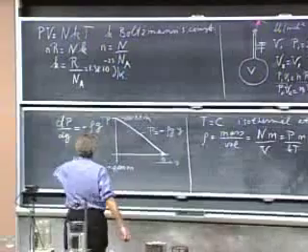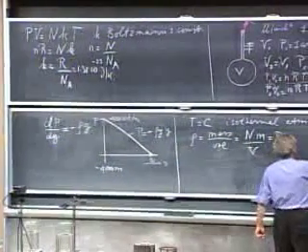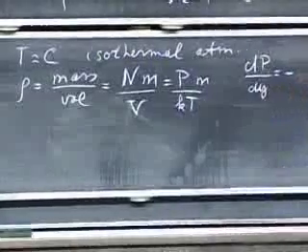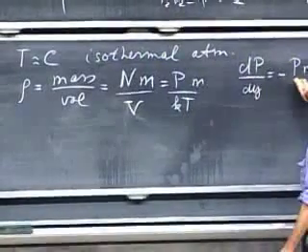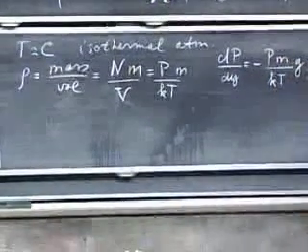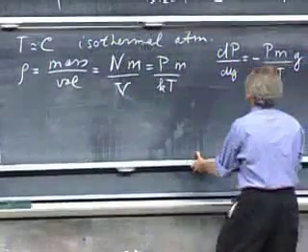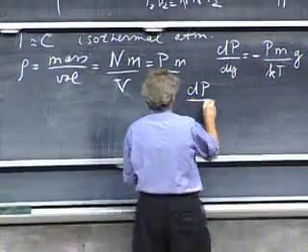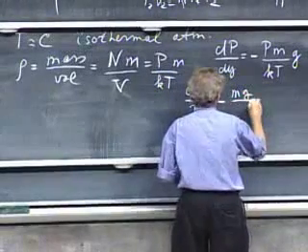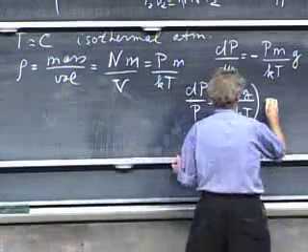So now I take this equation and I say, aha, dP/dy equals minus Pm divided by kT times g. I bring the P under here and I bring the dy there. So we get dP divided by P equals minus mg divided by kT, which is some kind of a constant, times dy.